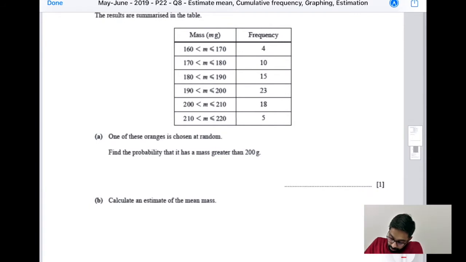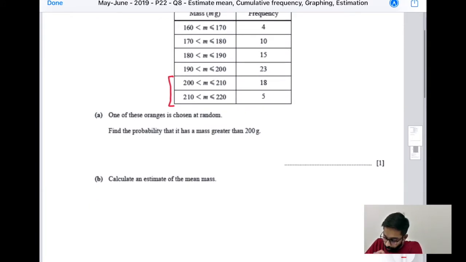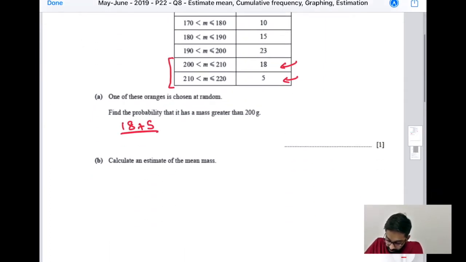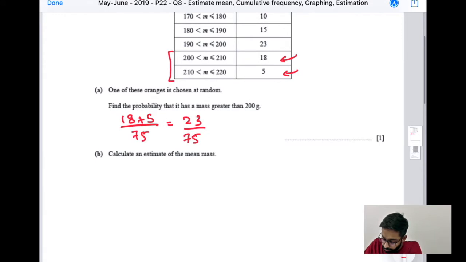Now, the oranges that have a mass greater than 200 grams are these. So, for this, it's 18 and 5. You add 18 and 5, and write the total frequency below it, which is 75. So, your final answer becomes 23 over 75, which cannot be simplified. So, you write it over here, 23 over 75.